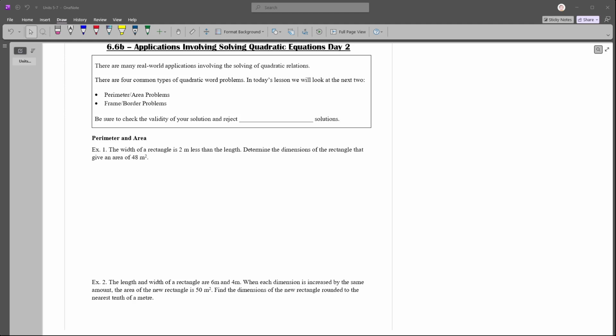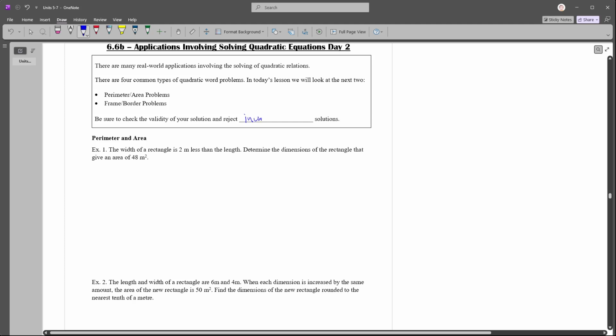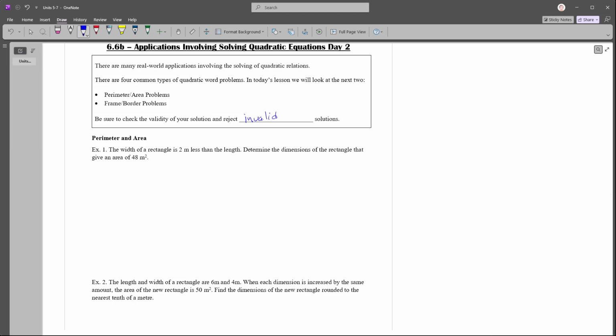Now, because these are real-world applications, there's a very good chance that when we come up with a solution, some of that data is not going to be valid. So as it says here, we want to be sure to check the validity of our solution and reject any invalid solutions. So things like, maybe you'll get a negative measurement or a negative time or something along those lines. We want to make sure to get rid of those things because they're just not possible in most real-world situations. So let's get right to it.